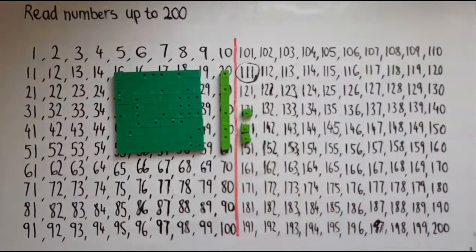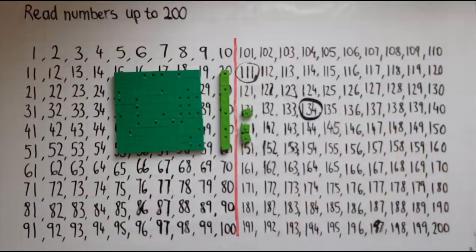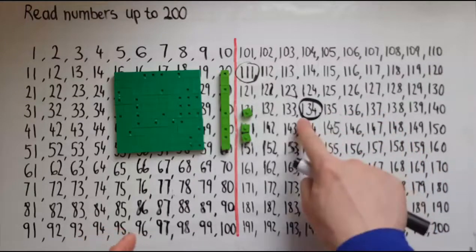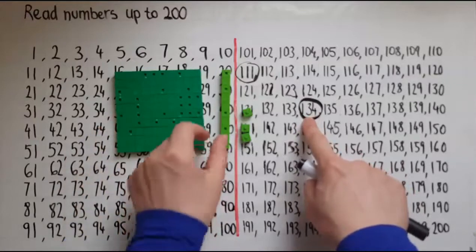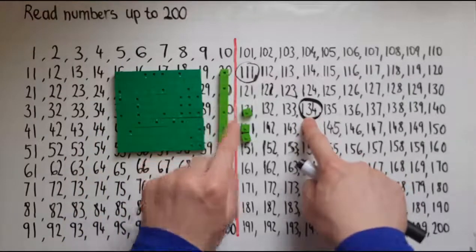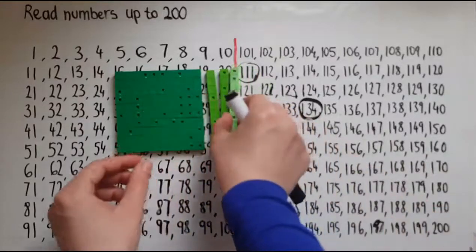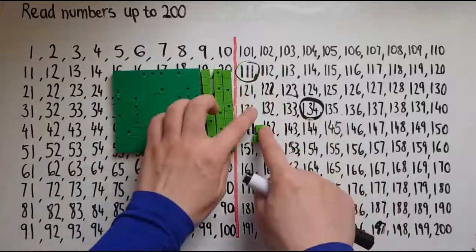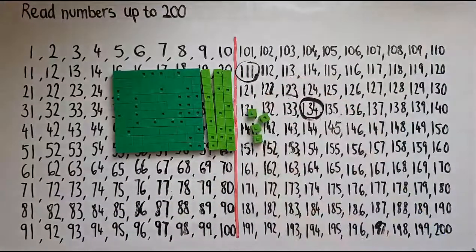So 112 is going to be 110 and the 2, 113, 110 and the 3, so 113 looks like this. Now if you look at, for example, 134, how is that going to look like? So 100, we have that 100 there. Do I have 30? I actually have just 10, so I'm going to need, that makes 20, it makes 30, and is that 4? No, it's 3, so I'm going to need another single cube.